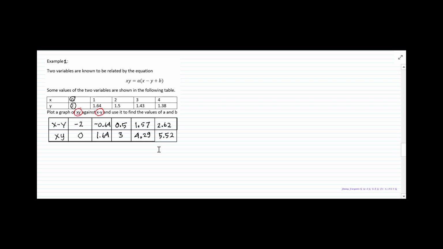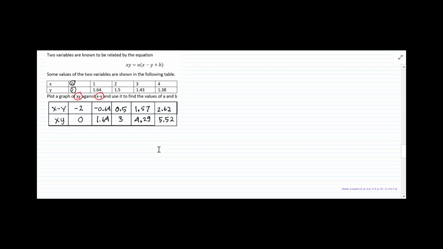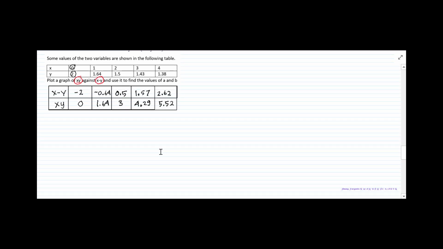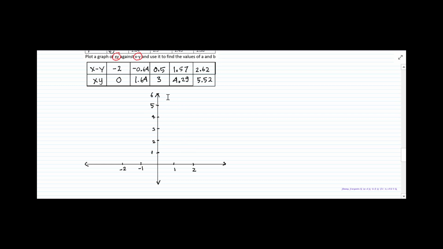Now let's plot these points onto the Cartesian plane. Do not forget to write the axes. The y-axis will be xy, and the x-axis will be x minus y. Then we plot one by one. This point is (negative 2, 0). Negative 2, 0 is right here.